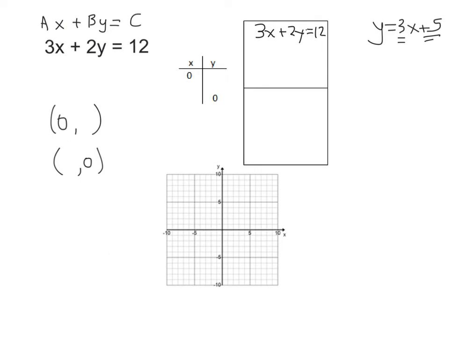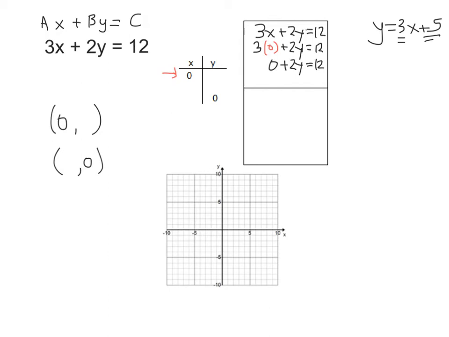And I'm going to start by putting a 0 in for x. All right? So I'm going to rewrite this: 3 times 0 plus 2y equals 12. Now, what is 3 times 0? Well, 3 times 0 is 0. So that's why this is so handy, because when I do this work right here, 3 times 0 becomes 0. So I can just write 0 plus 2y equals 12.